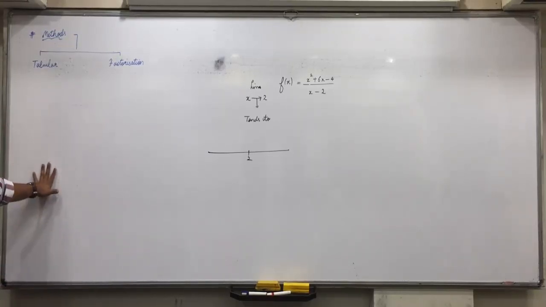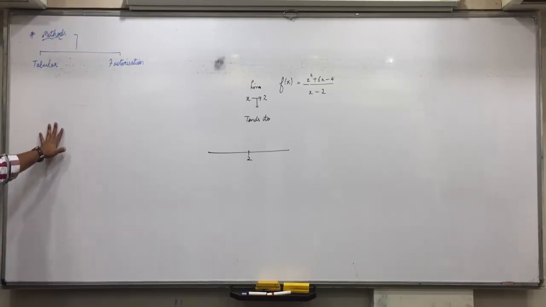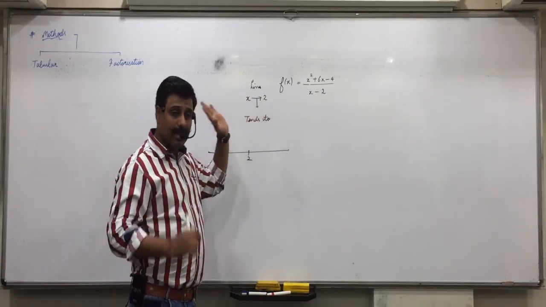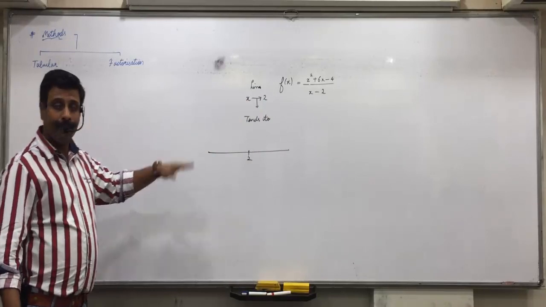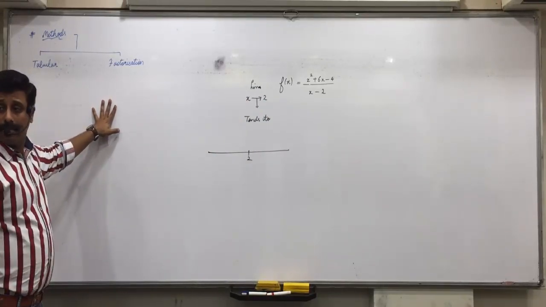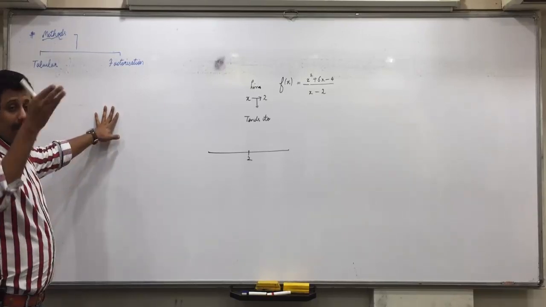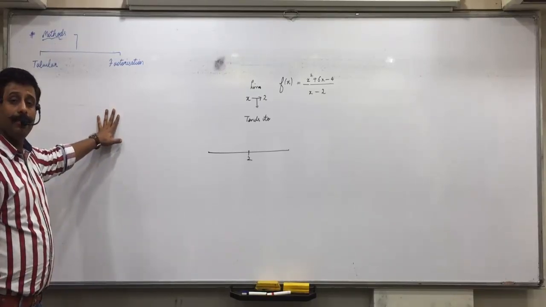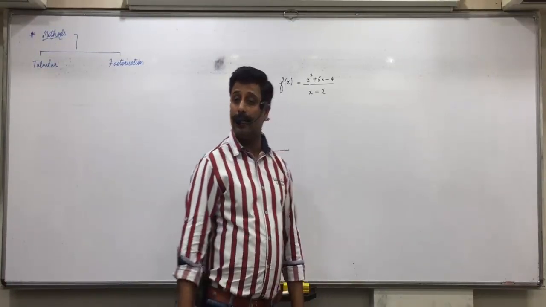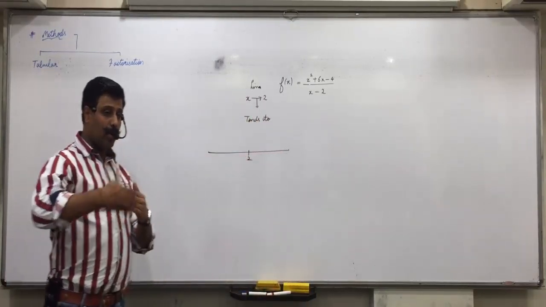We'll take 4 values of x on the left side of the number line, and 4 values of x on the right side of the number line, but very near to a. a means the constant number which is given. And what you do in factorization is you factorize the numerator, so the denominator x minus 2 would get cancelled. Then the remaining portion you directly substitute to get your answer. But that will start from tomorrow onwards.